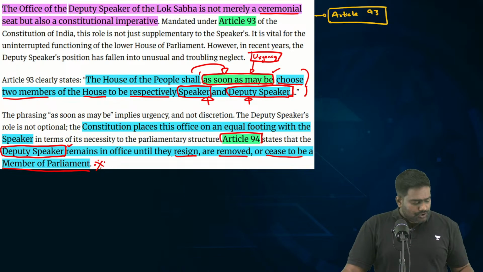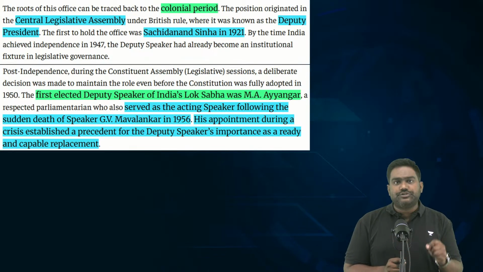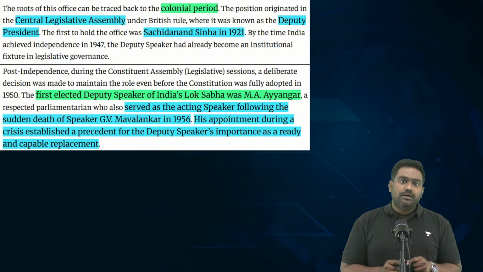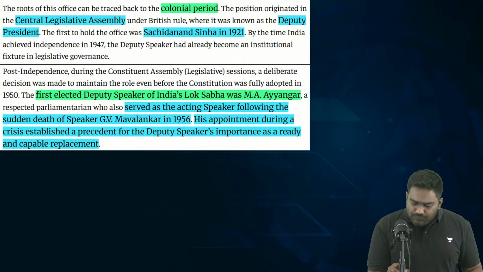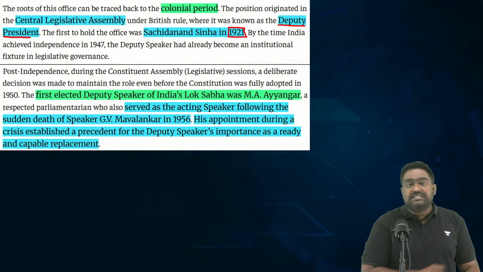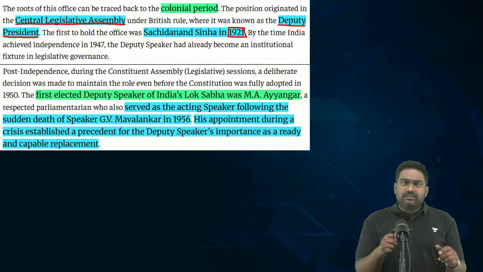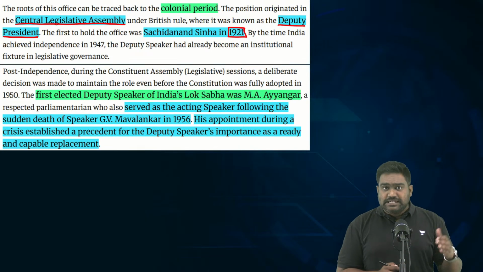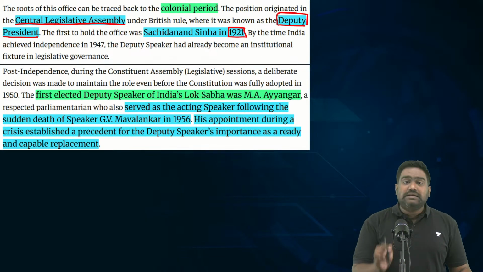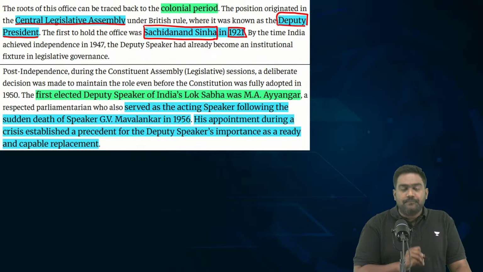If you look at the history of this office, there is a colonial history. The origin of this office goes back to the British era, when we had the Central Legislative Assembly under British rule. In 1921, for the first time, the office of Deputy President was created in the Central Legislative Assembly. Post independence, we call it the office of Deputy Speaker, but prior to independence it was referred to as the Deputy President. The first Deputy President was Chethan N In 1921.